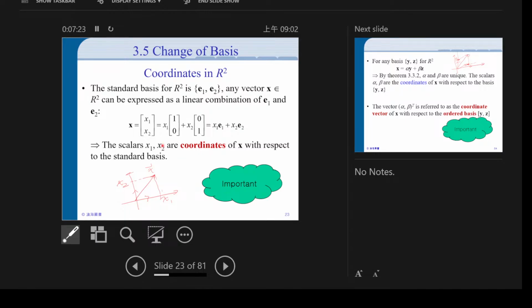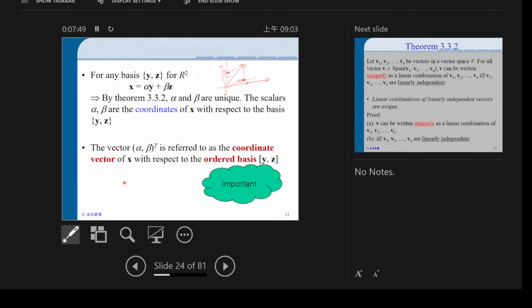But coordinates depend on two things: they depend on your vector, and they also depend on the basis. So this is the coordinate of x with respect to the standard basis. When we choose our basis elements to be the vectors e1 and e2, then the coordinates are the two scalars x1 and x2.